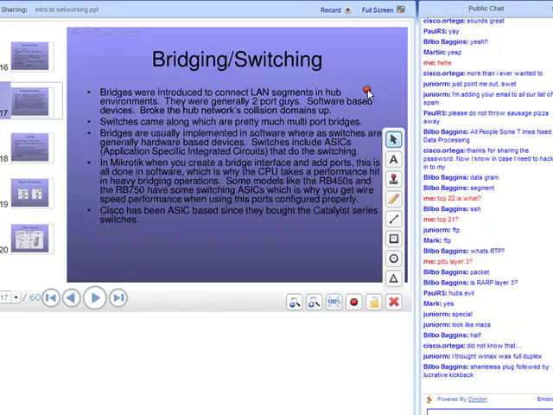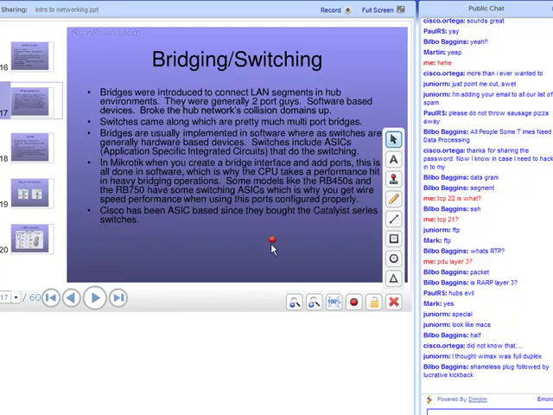And back in the day, a bridge was going to cost you an arm and a leg, so you only got one here or there. Well, what's a switch in effect? It's a multi-port bridge done in hardware. That's really the difference there. Bridges are usually in software.